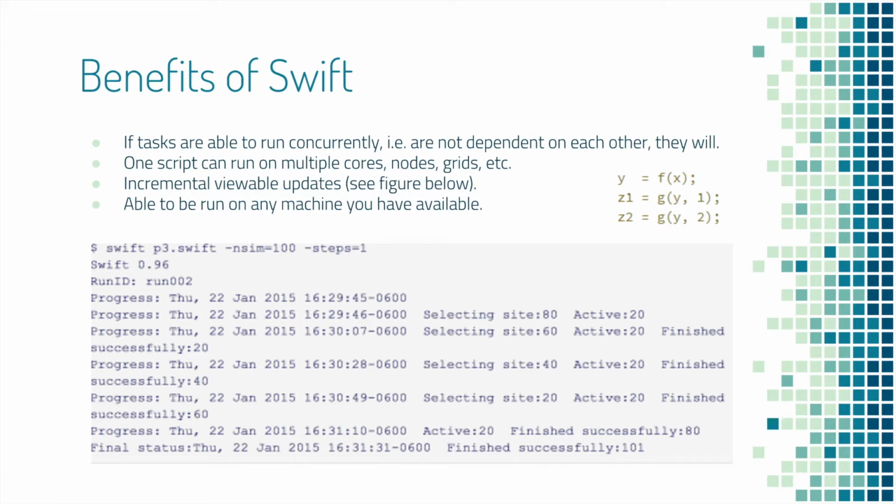When a Swift program is executed, it will display incremental updates to show the progress of your program, as shown in the figure below. You can create a swift.config file, which will allow the user to define different remote resources to run tasks off-site. Another benefit of Swift is that since it is based on Java, it is extremely portable and can be downloaded to any machine you might use.